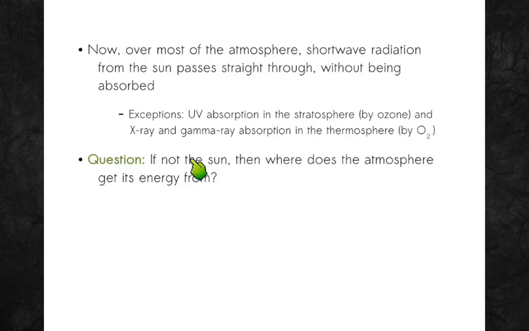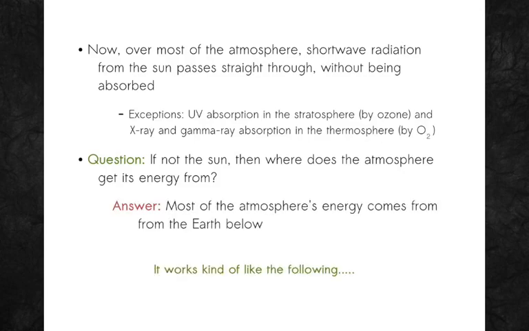So the question is this. If the atmosphere isn't getting its energy directly from the sun, then where does it get its energy? Where does the energy to drive atmospheric circulations come from? Well, the answer is that instead of getting the energy directly from the sun, it's actually going to get most of its energy from the earth below. It's still indirectly getting its energy from the sun because the sun is warming up the earth. But as the earth warms up, some of that energy that the earth absorbed from the sun is going to be transferred upwards into the atmosphere.